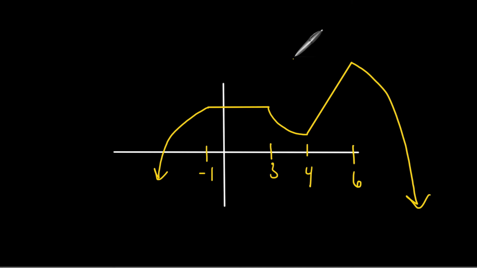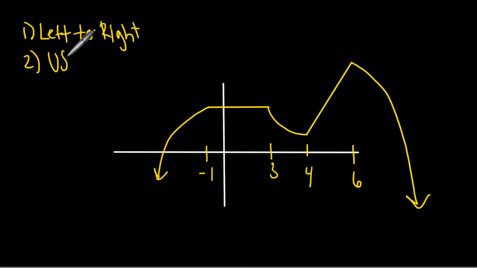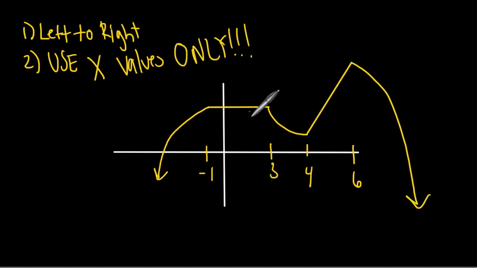Next, we're going to talk about increasing and decreasing intervals. And the key here, there are two keys. First of all, you want to read the graph like you're reading a book. You want to read it from left to right. The second thing that you want to do is use x values only. Only x values. That's very important. Notice that I didn't put any y values on this graph, because what we're going to do is list the intervals where the function is increasing, decreasing, or constant.